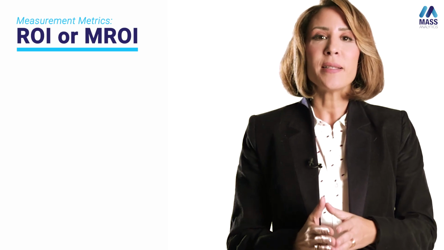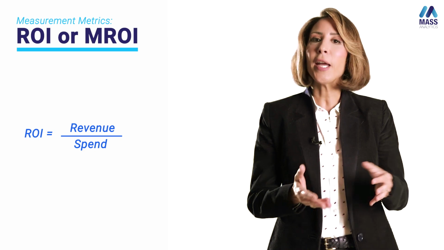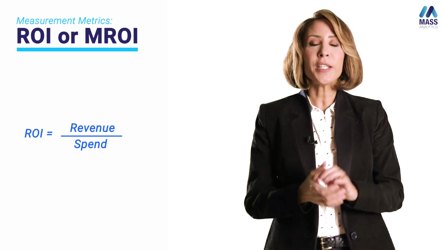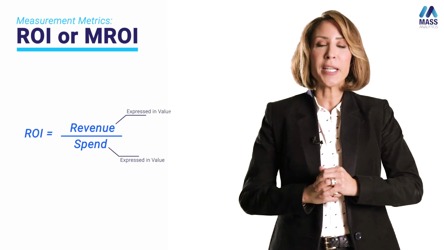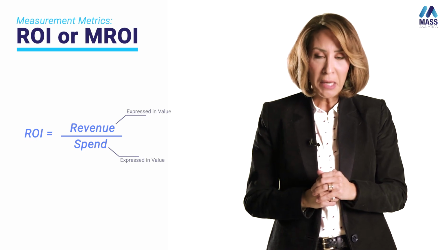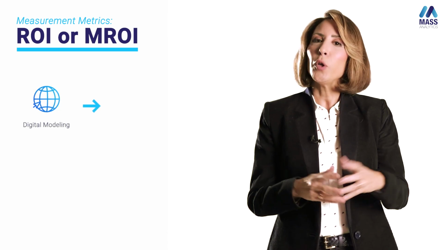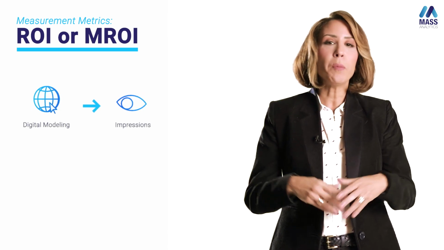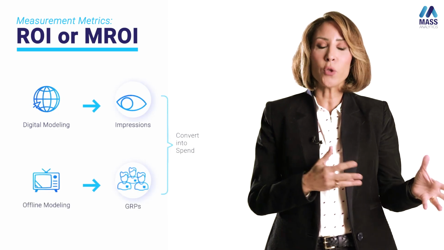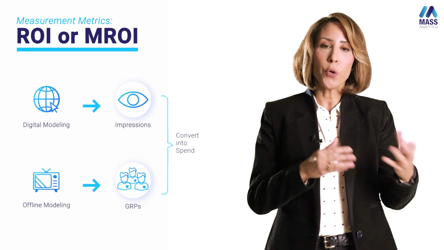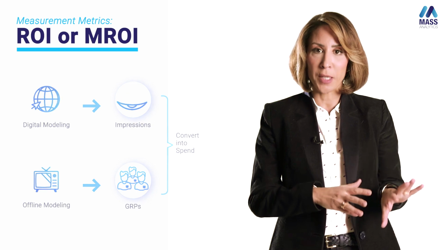Marketing ROI is simply the ratio between your incremental revenue and your spend. Here, it's very important to say that both components need to be expressed in terms of value. In most cases, when we model digital, for example, we use impressions, or when we model offline, we use GRPs. So there is a need here to convert those GRPs or those impressions into spend. That's what goes into your denominator.